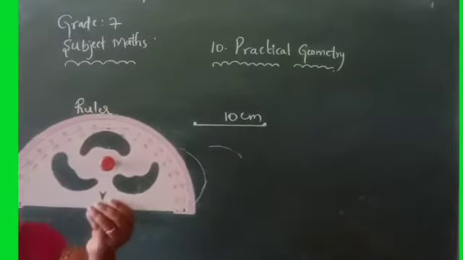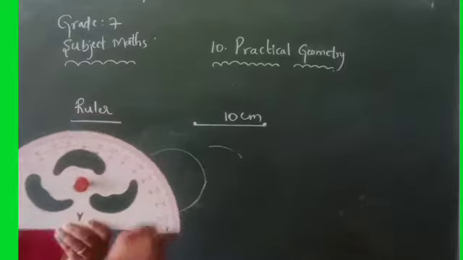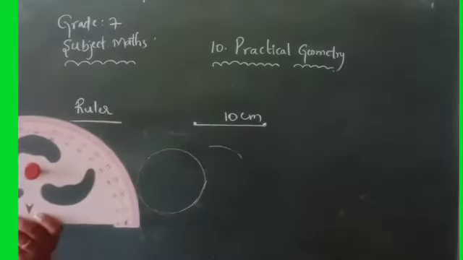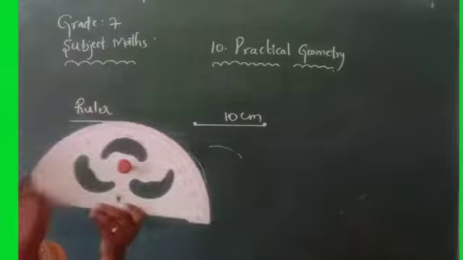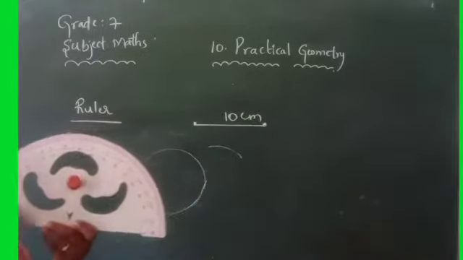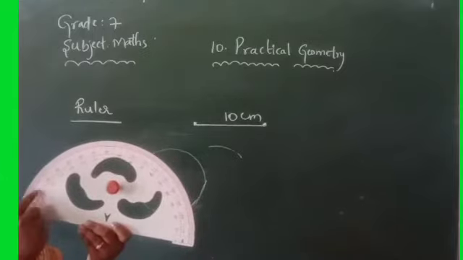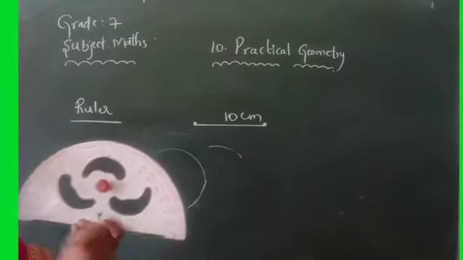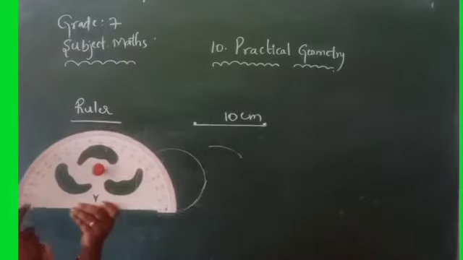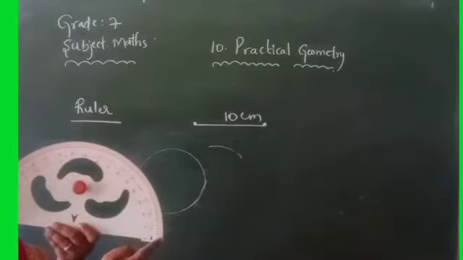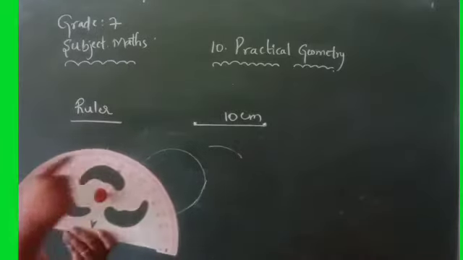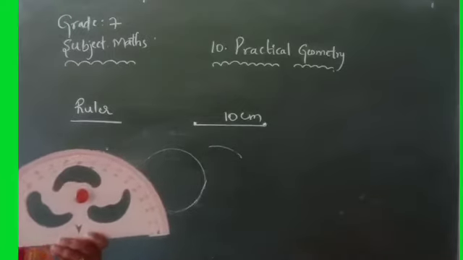So if you take this, it looks like a semicircle. This protractor is divided into 180 equal parts. Each part is a degree. That is 0 degrees, 10 degrees, 20. If you start here at 0 degrees, at the end you will get 180 degrees.